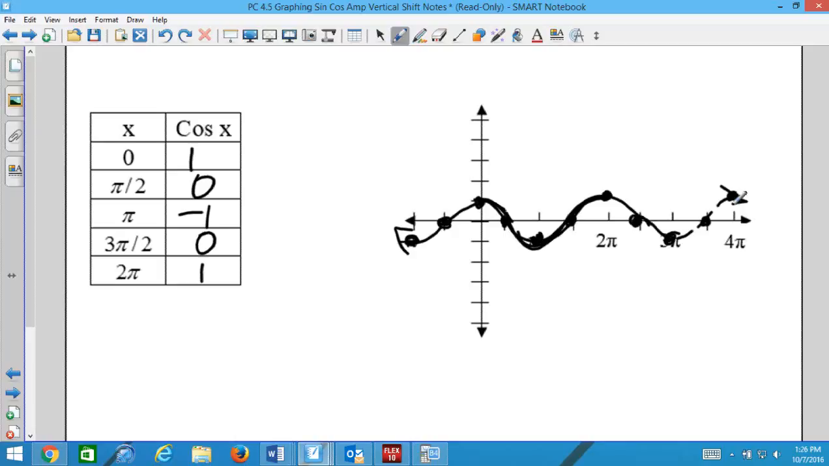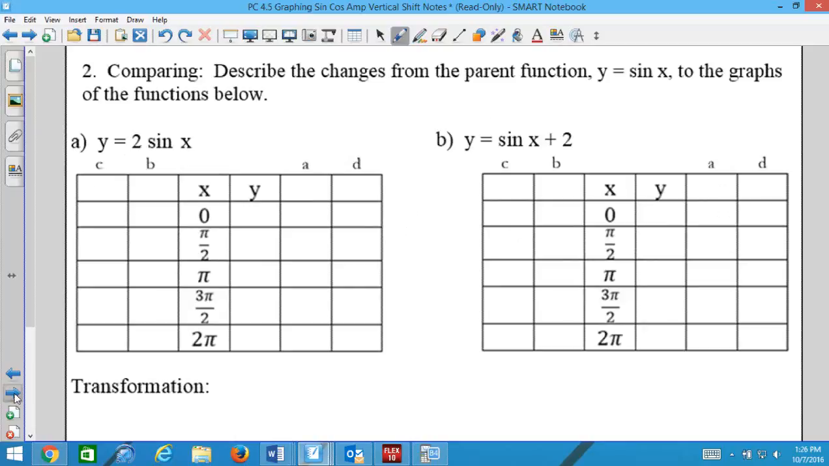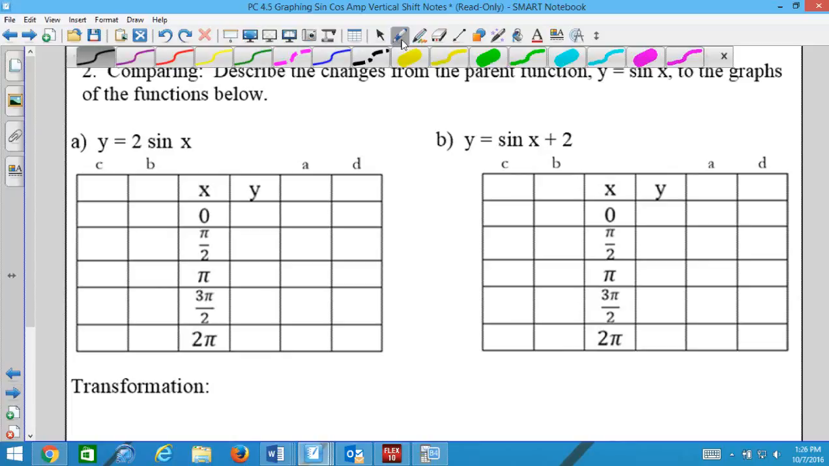All right, so those are parent functions. And we're going to translate those, or transform those. So example 2, you'll see the word transformation at the bottom. Let's talk about the transformation first, just using the equation. If we look at the equation, what's different about this equation compared to the parent function y equals sin x? What's different? There is a 2 in front.